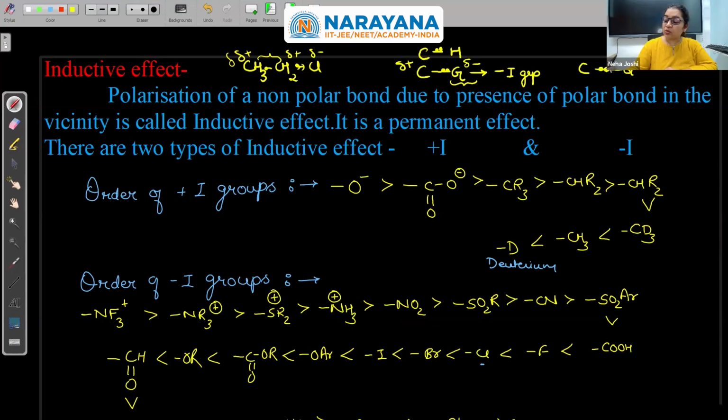And if that lone pair is more towards carbon compared to the CH bond shared pair, then this carbon will acquire delta minus and G will acquire delta plus, and this G is now said to be a plus I group as it is pushing the electron pair away from it. When it is pushing the electron pair away from it, we call it a plus I group, and when it is pulling the electrons towards the group, then it is called a minus I group.